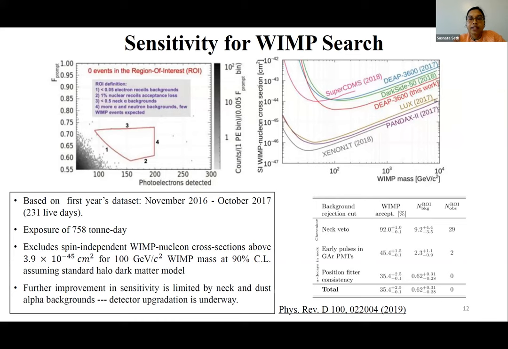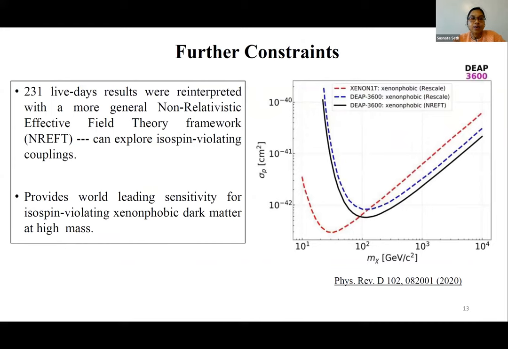The further sensitivity is currently limited by neck and dust alpha backgrounds, and we are upgrading our detector. I'll discuss that later in my slides. The same result has also been reinterpreted with a more general non-relativistic effective field theory framework, which can explore isospin violating coupling. So this is from our detector, and we can say that this gives one of the leading sensitivities for xenonphobic dark matter at this high mass region.